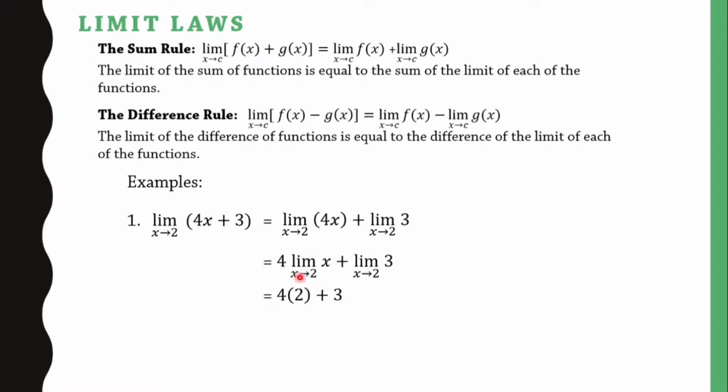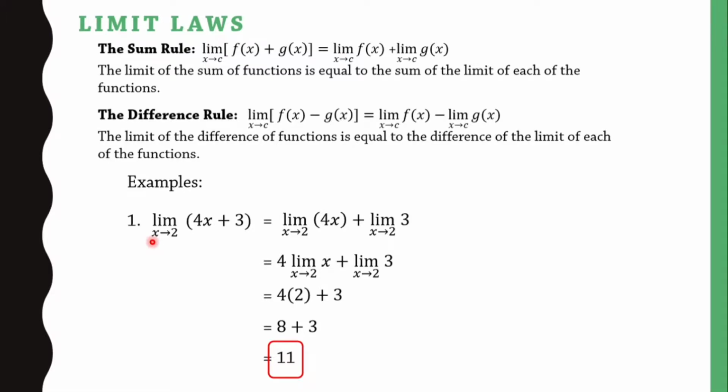So that's 4 times the limit of x as x approaches 2, which is 2, plus the limit of 3 as x approaches 2, and the answer there is 3. So we have 4 times 2 plus 3. So 4 times 2 is 8, plus 3, that's 11. So the limit of 4x plus 3 as x approaches 2 is 11.